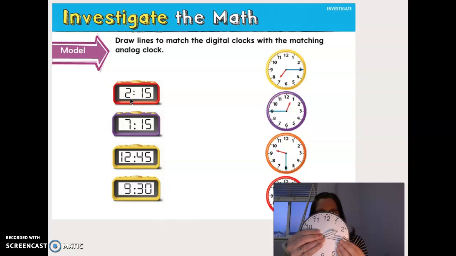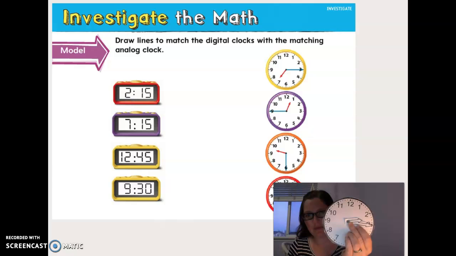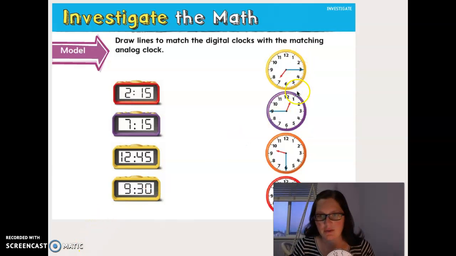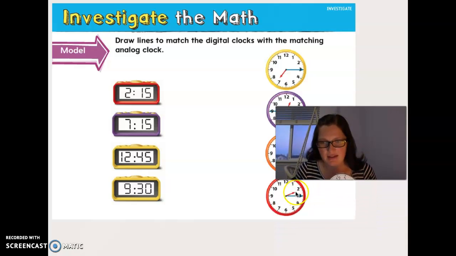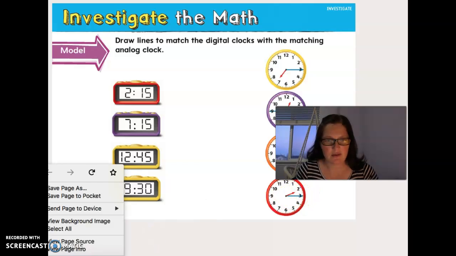So if we look over here to find our matching one, this one, ooh, it's not quite to the 2, it's not after the 2 to 3. Definitely in the wrong space. Must be this one hiding down here. Yes, this one is pointing between 2 and 3, and the minute hand is pointing to the 3. So that one is our match. If I can get my writing tool here. We draw our line to this one.